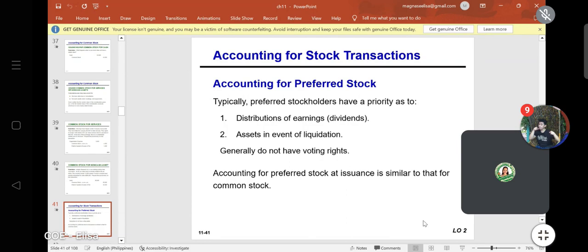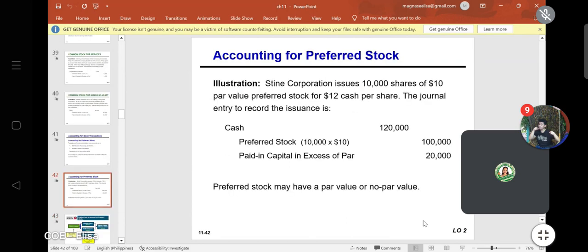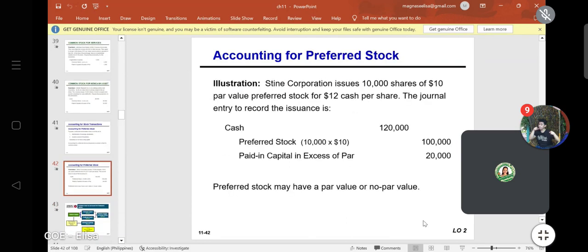Now, accounting for preferred stock is just like common stock. So, recognition of preferred stock is based on par value and paid in capital in excess of the par value.